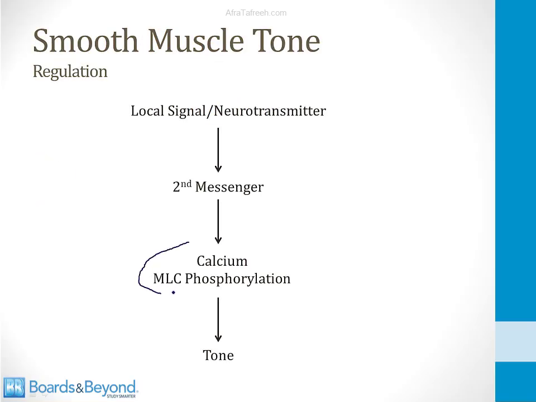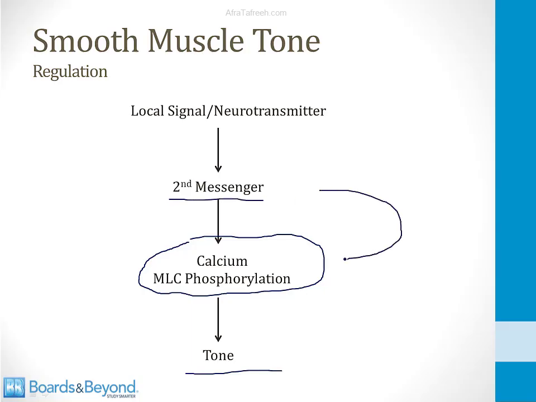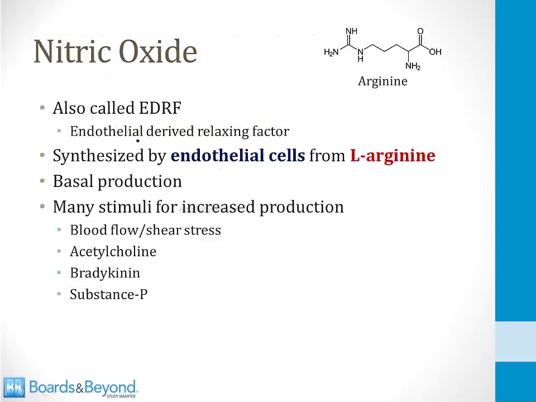So now we've talked about how calcium and myosin light chain phosphorylation can modify smooth muscle tone. We've also talked about the three second messengers that can affect calcium levels and degree of phosphorylation in smooth muscle cells. The last thing we need to discuss is how a local signal or a neurotransmitter activates these second messenger systems. And in order to understand that, we've got to talk about nitric oxide and G proteins, because that is the link between a local signal and a neurotransmitter and the second messenger systems found in smooth muscle cells. Nitric oxide is also called endothelial-derived relaxing factor, or EDRF, and if you remember this name, it's a very easy way to remember what nitric oxide does.